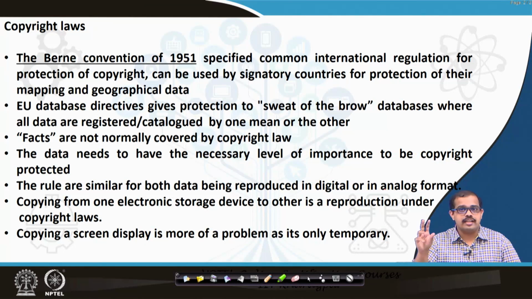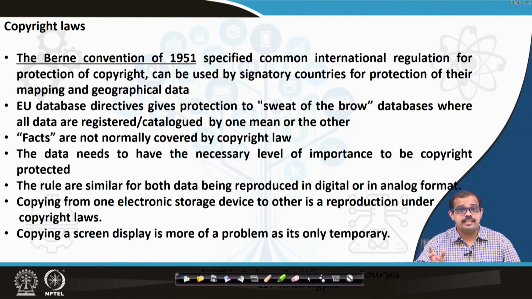So, what is that data? Probably you can look at the entire Berne Convention report, or you have Indian rules also, wherein you can look at similar provisions. The rules are similar for data produced in digital or analog form. Copying from one electronic storage to another is a reproduction under copyright law. When you are reproducing it, you are supposed to credit the author and also provide certain information from that author as necessary.